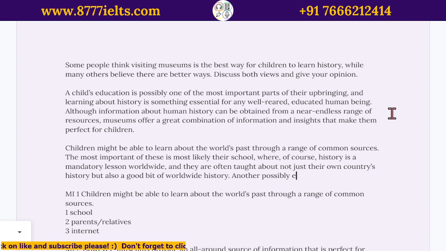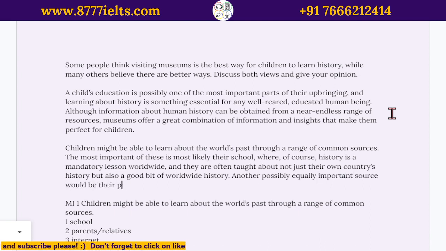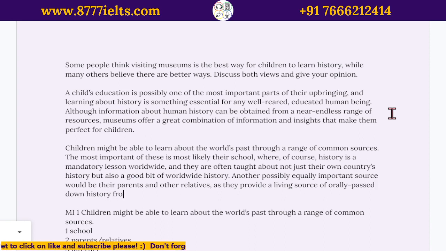Another possibly equally important source would be their parents and other relatives, as they provide a living source of orally passed down history from a personal rather than objective perspective. When I say objective, I mean, for example, when we say World War II ended in 1945, that's objective. But if your grandpa tells you that when the war ended, the entire country was in shambles and he had to get a job selling newspapers, but that was not enough money, and his wife had to get a job as a typist because they had 4 children and one of them died, that is personal perspective, right? That's a difference. You can also use the word subjective.